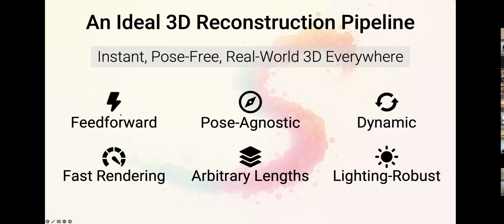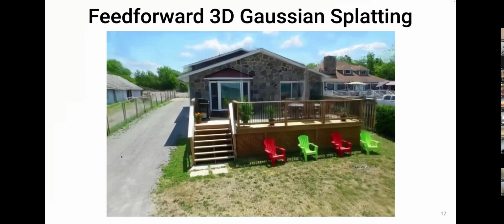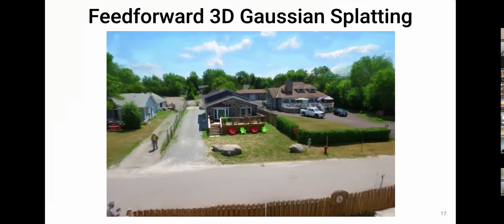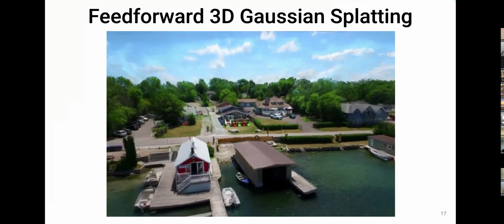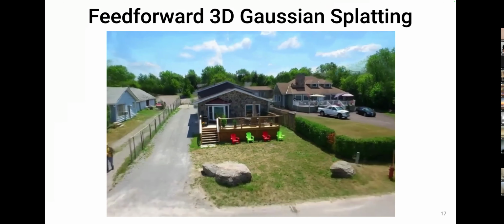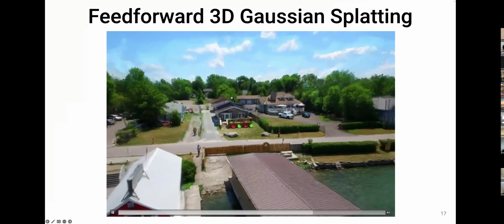So basically, the feed-forward part is like DUSt3R, and then the fast rendering part is 3D Gaussian splatting. Can we first try to combine these two things and see what we can do? This is what we call feed-forward 3D Gaussian splatting. As you can see here, this is a large scene, and this whole thing was done in a single feed-forward pass, and we output the 3D Gaussians of the scene.